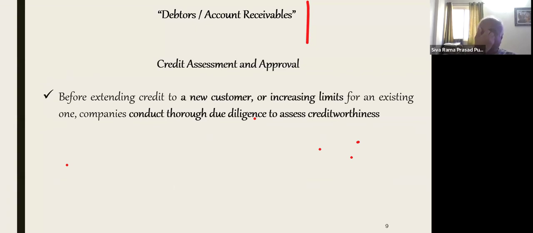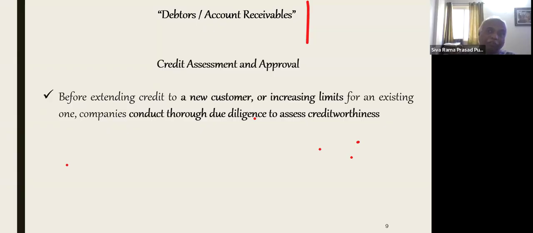Credit assessment and approval. Whenever any buyer is interested to purchase the goods and is asking about credit, the company has to be assessed. What is the reputation of the company? What is the rating of the company? Whether CRISIL or ICRA, or what is the CIBIL score? All scores they will verify, and if that is a reputed company, and whatever promises they give, if they adhere, the company will continue to provide the goods on credit.